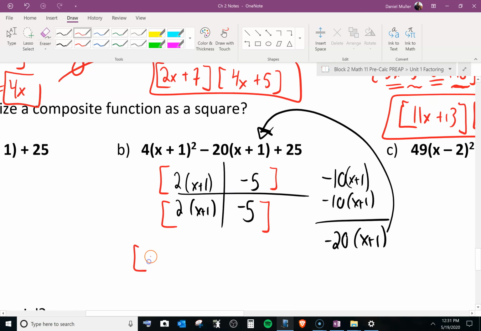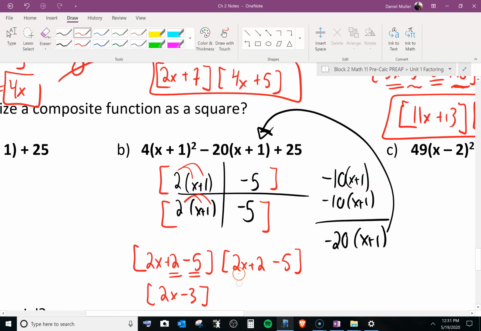I'm going to write this as a 2x plus 2 minus the 5. And the other one is a 2x plus 2 minus the 5. So I can add some like terms, 2x, and then this and this is a minus 3. And this is a 2x, also minus 3, so I'll write 2x minus 3 all squared. So that's how we're going to do this. This is done exactly the same way, but you end up having to do this little bit of Math 9 stuff, expanding the 2 in this case.